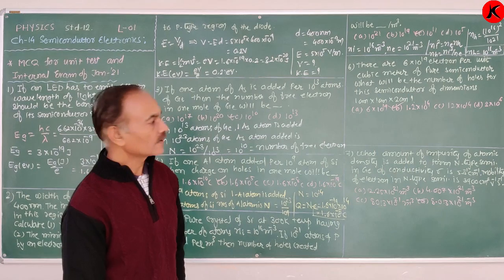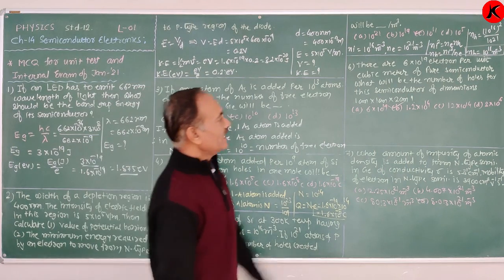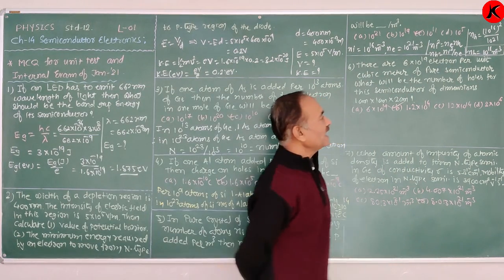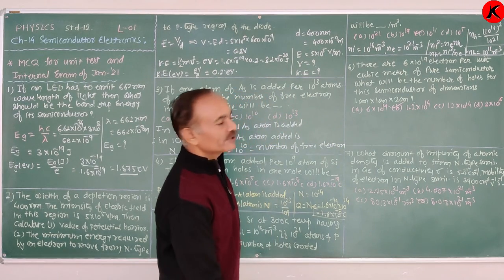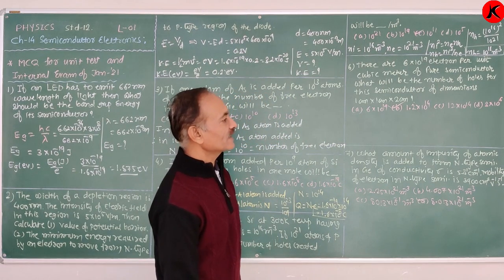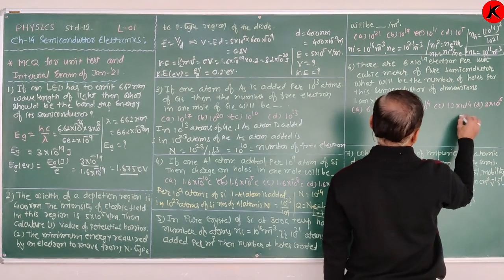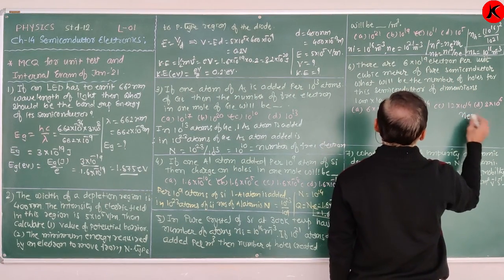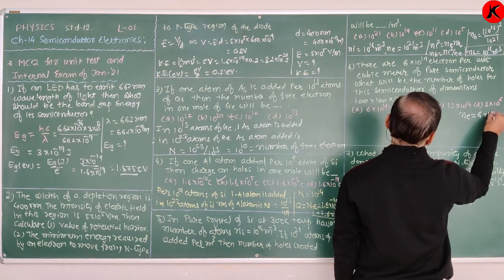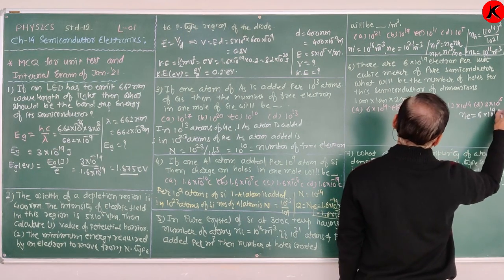Clear it? Okay. After that, there are 6 into 10^19 electrons per unit cubic meter of a pure semiconductor. Now listen here, the number density of the electron is given, Ne is 6 into 10^19 per meter cube.